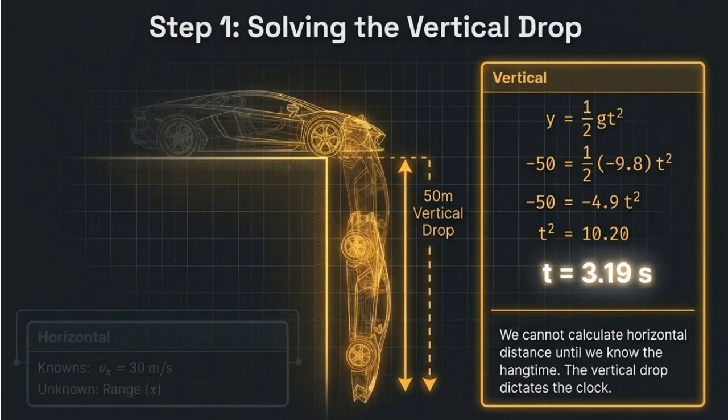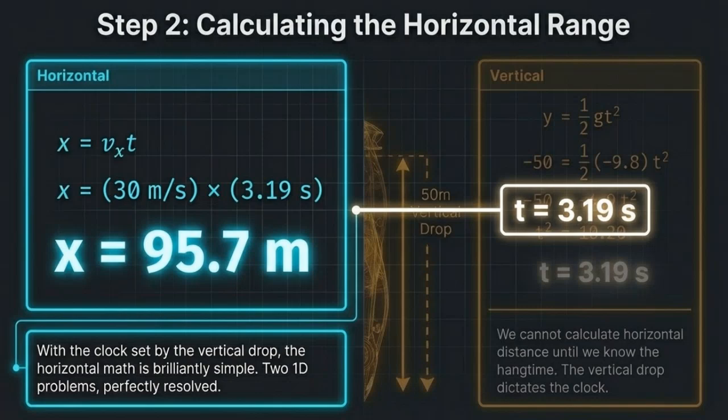This time determines how long the car is falling, which is essential because we need it to calculate the horizontal distance traveled. Without this hang time, we can't solve for how far the car moves horizontally. So now that we know the car falls for just over 3 seconds, we can use that to find the horizontal range next. Now that we have the time of flight from the vertical drop, we can use it to find the horizontal distance traveled.